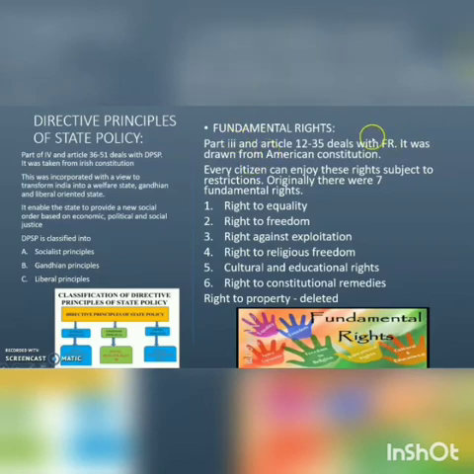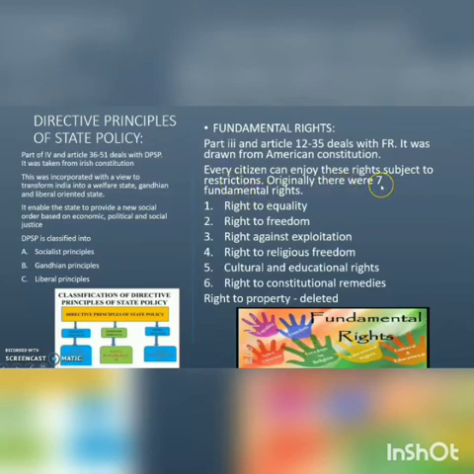Next, what are the fundamental rights? The other feature of the Indian Constitution is the incorporation of fundamental rights. Where are the fundamental rights incorporated? Fundamental rights were incorporated in Part 3, and Articles 12 to 35 deal with fundamental rights. Now, from which country were these drawn? Fundamental rights were drawn from the American Constitution. Every citizen can enjoy these rights, but subject to certain restrictions.